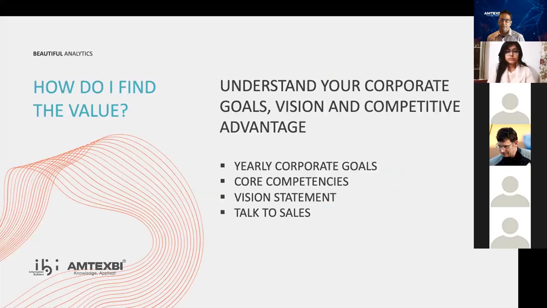And to figure that out, a lot of times we go to different things, but you want to understand what your corporate goals, visions, and competitive advantages are. That's usually the best place to start. What is your company? What are the core competencies that they have that you need to support with this? What is their vision statement? So how are the visualizations and the analytics we're building helping drive the vision for our company and where it's going to go?